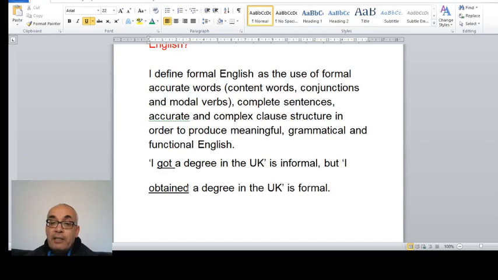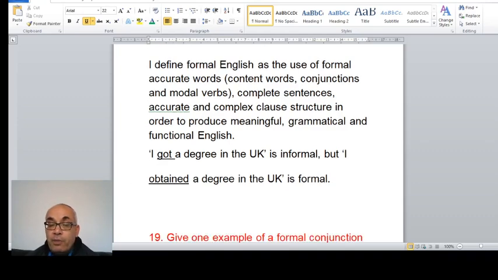So formal and informal, it's not just about the words, it's like a mosaic or a picture. So the words should be formal, the sentences should be formal, the punctuation should be formal, conjunctions must be formal. All these are important. But I understand you need more practice and more examples on that, but this is just some explanation.